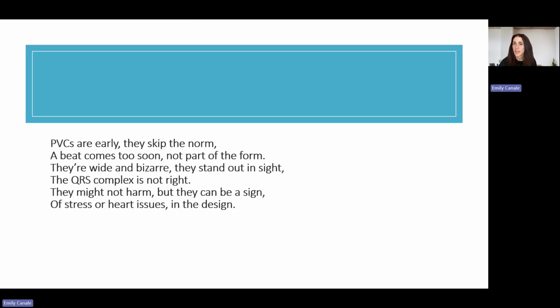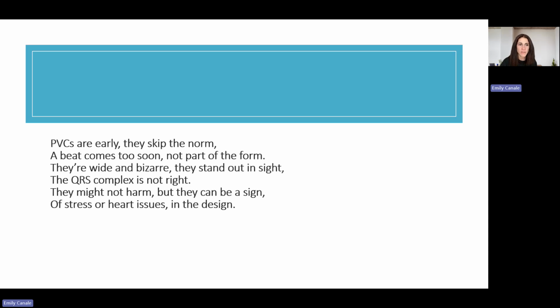So my little rhyme for this one is: PVCs are early. They skip the norm. A beat comes too soon, not part of the form. They're wide and bizarre. They stand out in sight. The QRS complex is not right. They might not harm, but they can be a sign of stress or heart issues in the design.